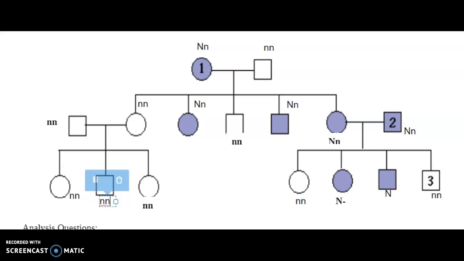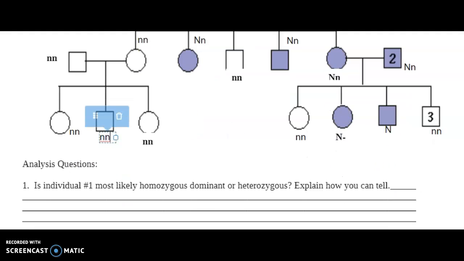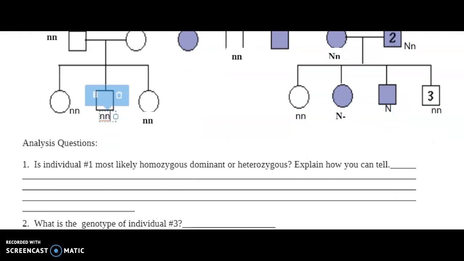We are continuing with our studying of pedigrees. We had just finished putting our genotypes in there, and we're ready to take a look at the questions. Number 1 says, is individual 1 most likely homozygous dominant or heterozygous? And explain how you can tell.